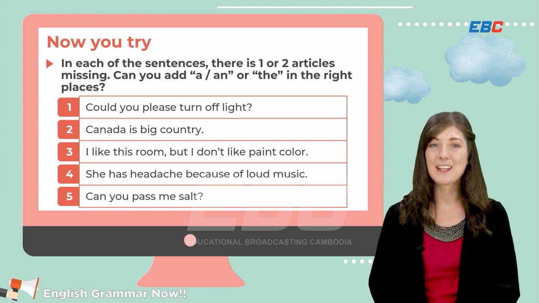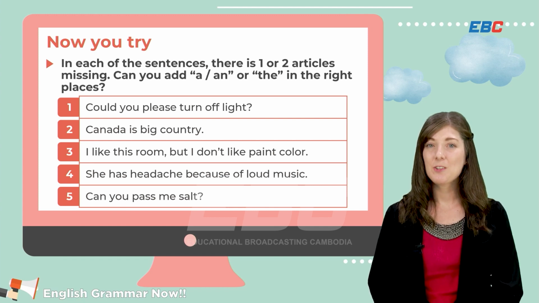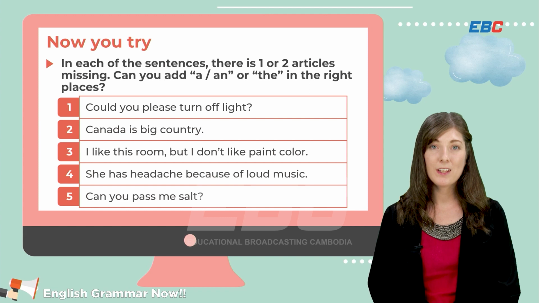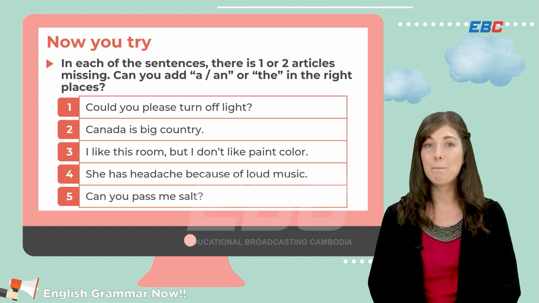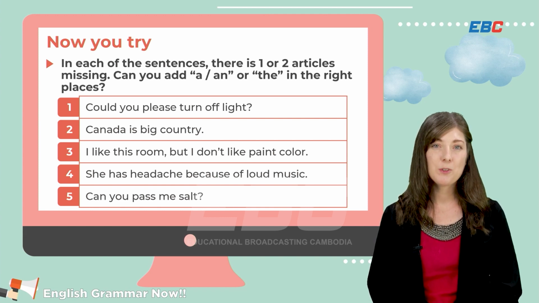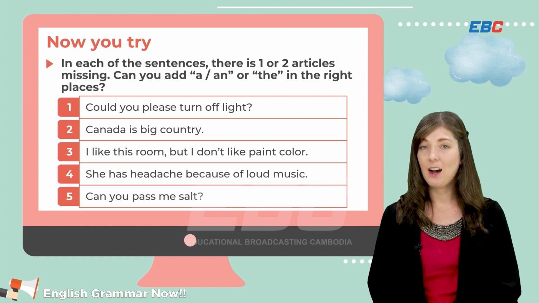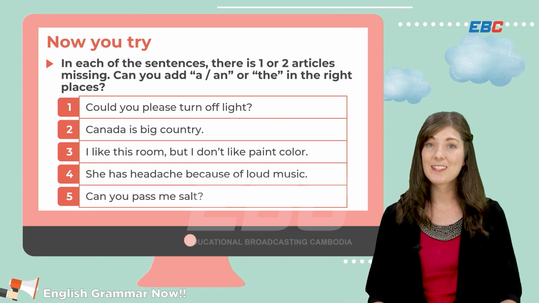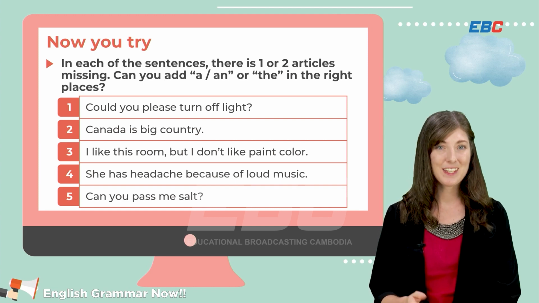One more practice activity for you. Each of these sentences has one or two articles missing. So it's up to you to choose, should it be a, an, or the, and where does it go in the sentence? Go ahead, give it a try.